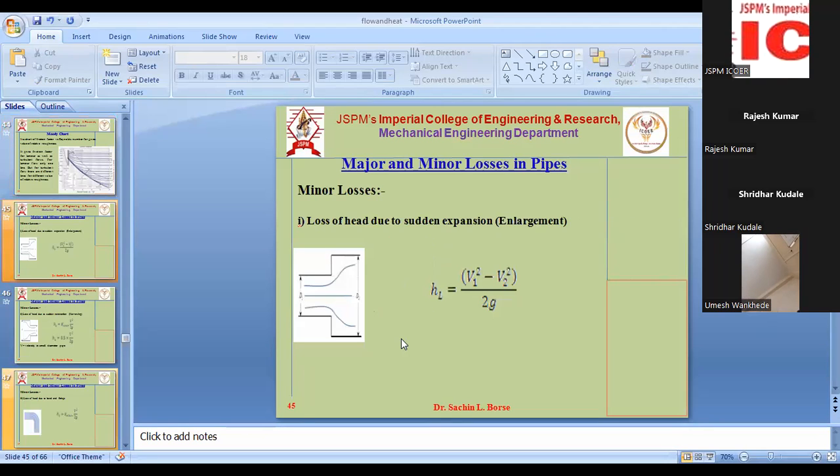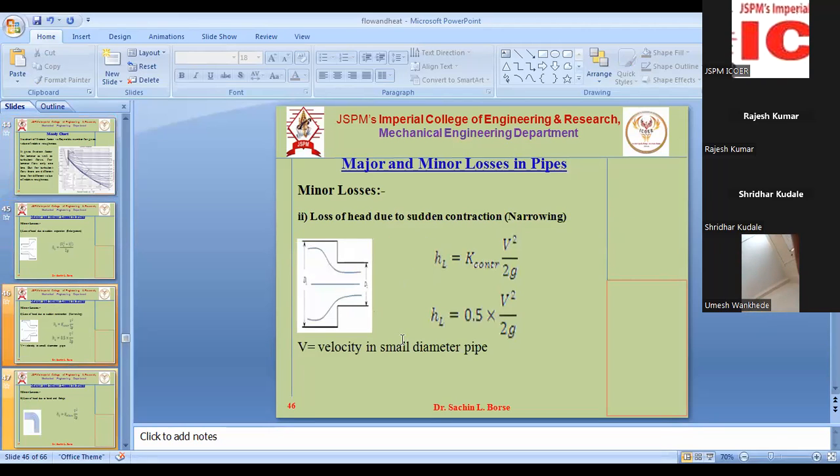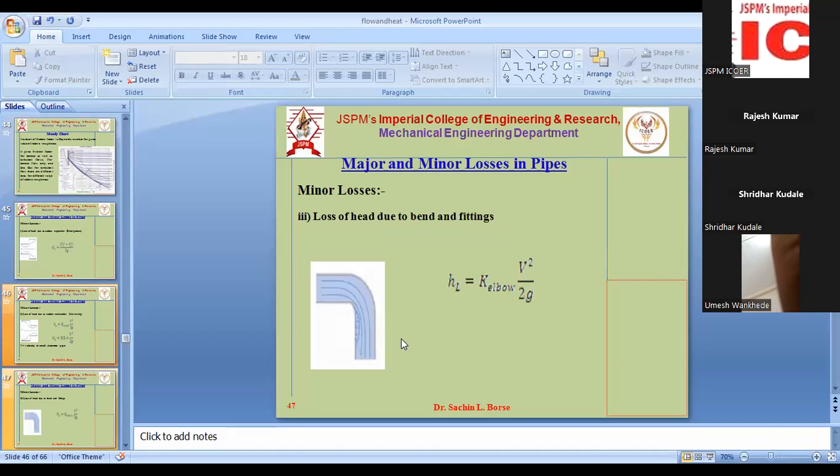Okay, these are the losses. Exit loss we calculate like this: it is (V1 squared minus V2 squared) divided by 2g. This is the contraction loss if there is sudden reduction in the pipe diameter. This is loss because of bend. The loss coefficient K for elbow is available in the books or the design manuals.